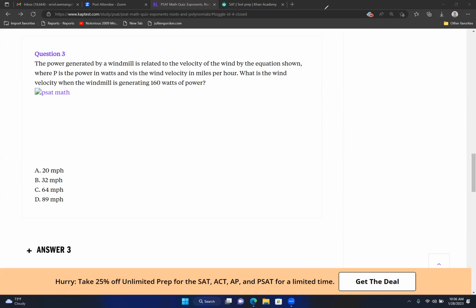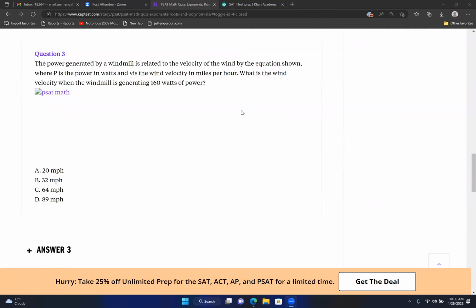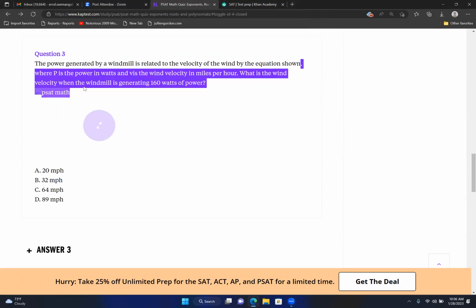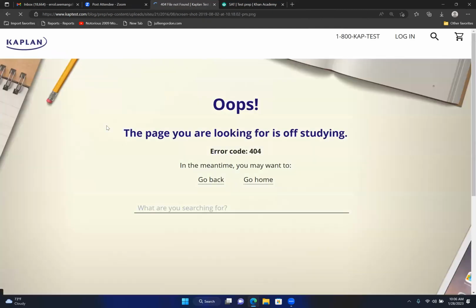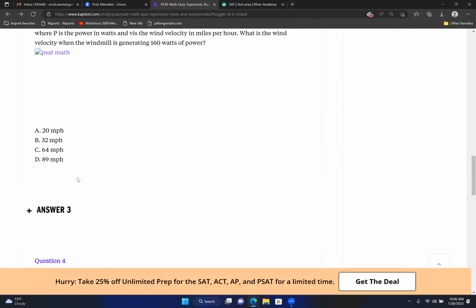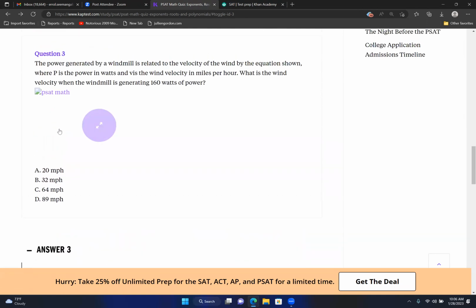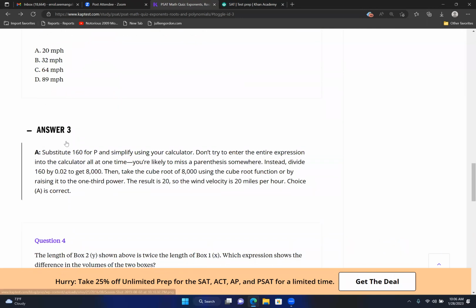Power. All right, where's the formula? Did they give us a formula? The power generated by the windmill is related to the velocity of the wind by the equation shown. What equation? Oh, it's this equation right here. Oh no. I don't even see the equation. Let's see answer 3. Okay, we don't even see the equation on that one. Let's skip that one.